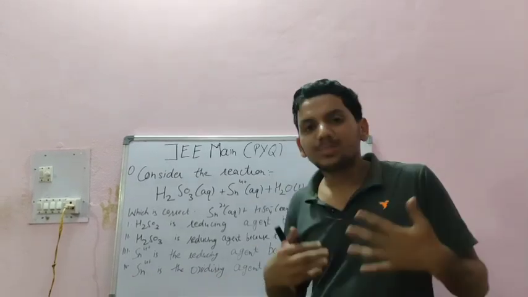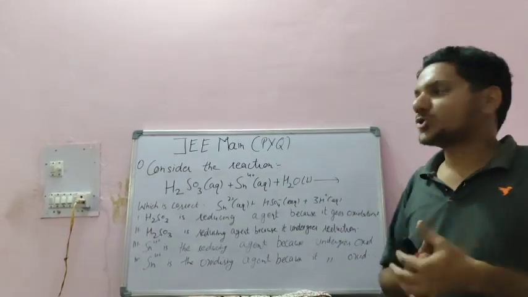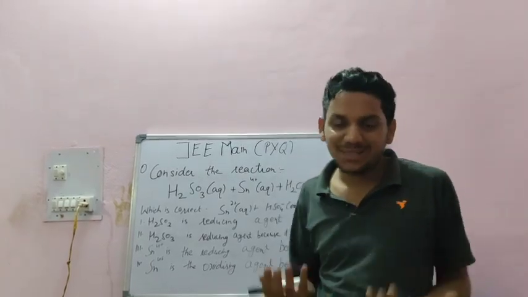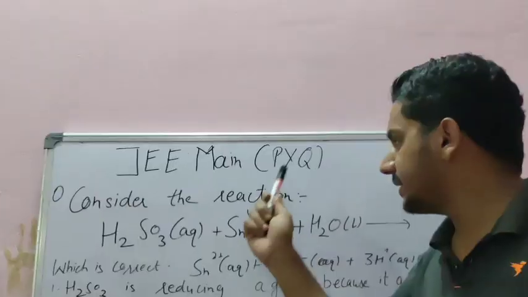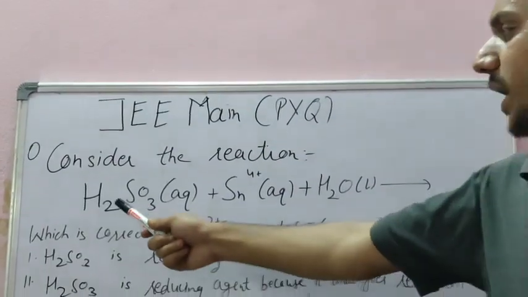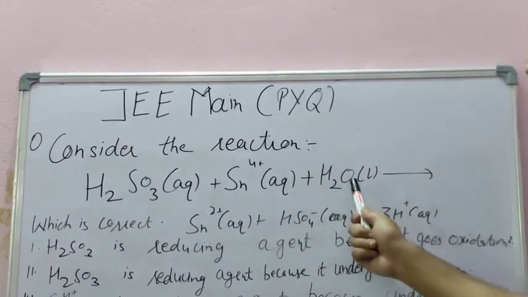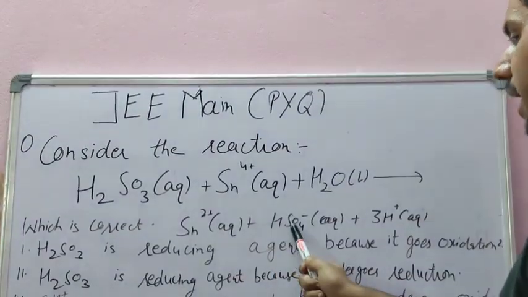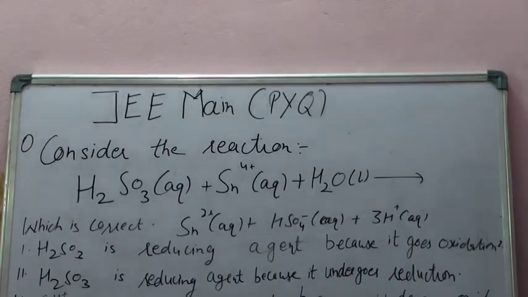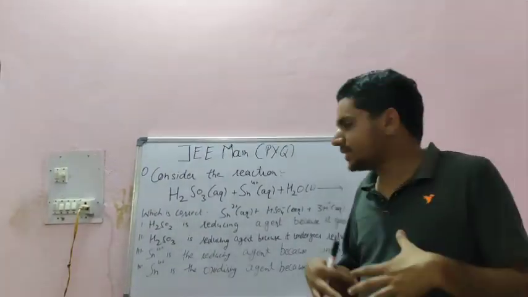Now I am coming with another previous year question, the last one for today. I am sorry, but it is due to time only. This is the chemical reaction in which aqueous H2SO3 and Sn4 positive react with water, forming Sn2 positive, HSO4 negative, and 3H positive. We have to choose which statement is correct.